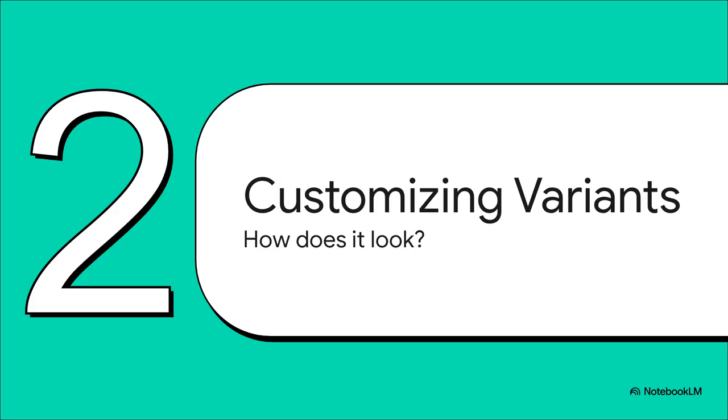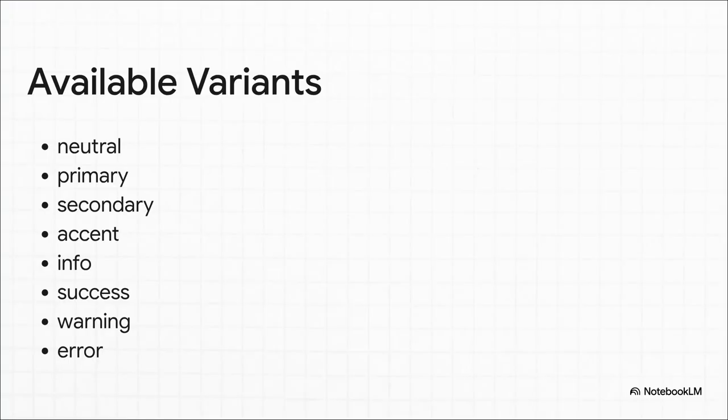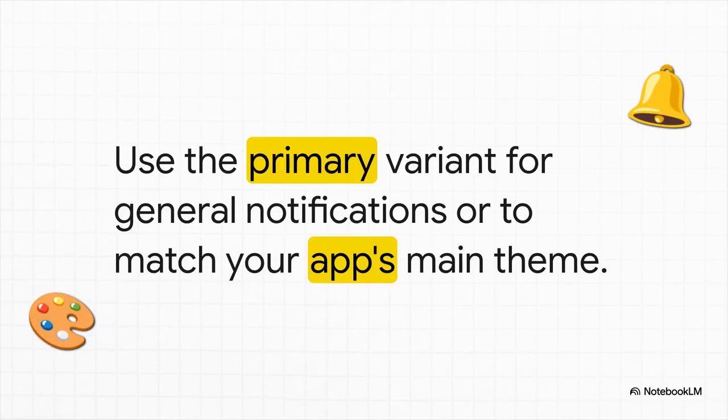This is where the variants come in. The indicator has a bunch of built-in styles that let you change its color in a snap to match whatever it's for. And here's the whole list. You've got 8 ready-to-go variants to pick from. They cover everything from your standard neutral or primary colors, all the way to more specific ones like info, success, warning, and error. All you've got to do is call the .setVariant method, pick one of these, and bam, you're done.